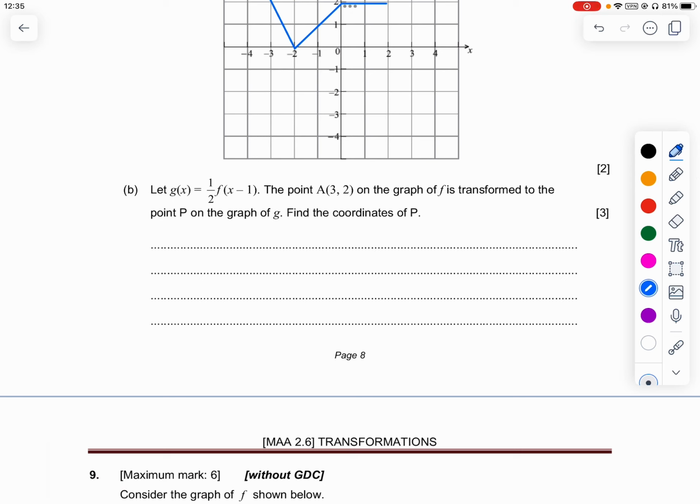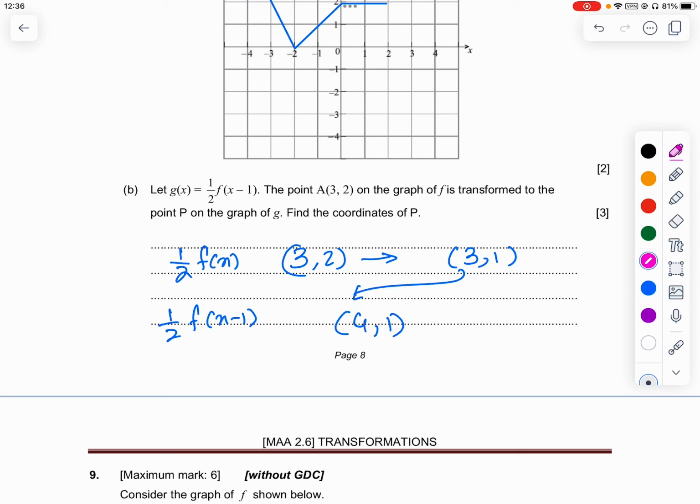G of x equals half of f of x minus 1. The point A, 3 comma 2, lies on the graph of f and is transformed to the point P on the graph of g. Find the coordinates of P. So first of all, half f of x. Half f of x means 3, 2 becomes 3, 1. Now it is half f of x minus 1. So 3, 1 becomes 4, 1. So my final answer is 4, 1.